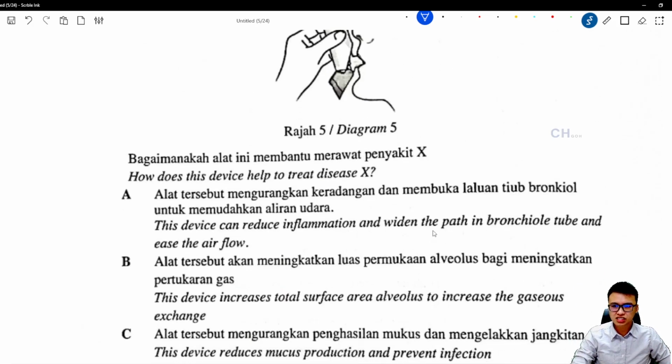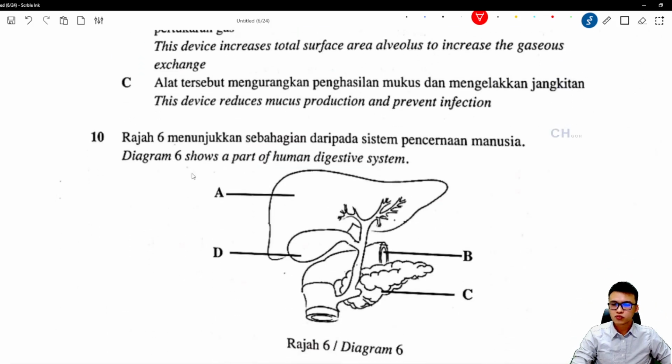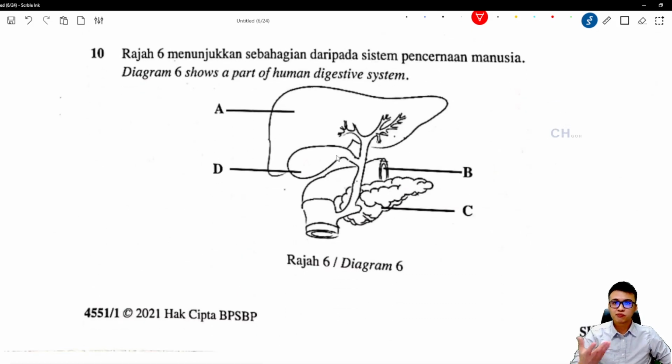So the answer for this question is, you are going to reduce the inflammation and widen the path in the bronchial tube and let the air move in so that they can breathe again. Answer is A for these questions. Alright, so let's move on to question 10. Diagram 6 shows a part of human digestive system. We have A, we have D, we have B and C here.